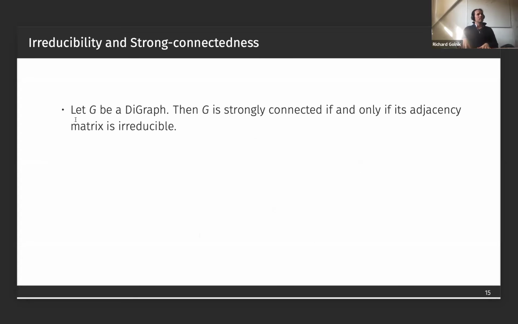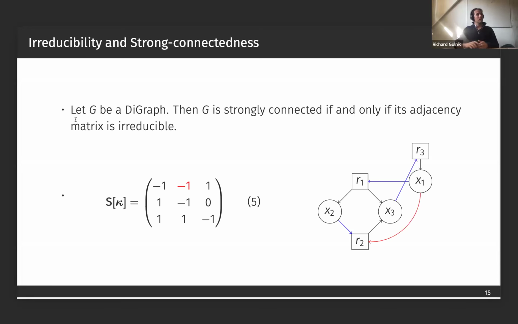Okay, so we translated child selection into a graph setting, and now the question becomes, what about this irreducibility? And in graph theory, whenever you have a digraph, then this digraph is strongly connected if and only if its adjacency matrix is irreducible. So irreducibility is associated to strong connectedness of a digraph. And since we have these square child selection matrices, we ask the question, is this also somehow true for our child selection matrices? And again, now the Metzler part comes into play.